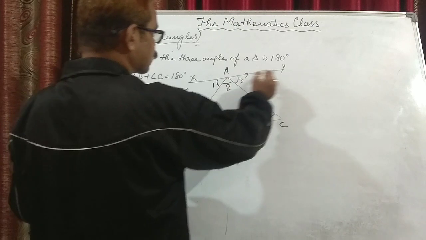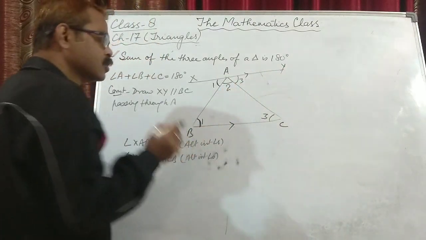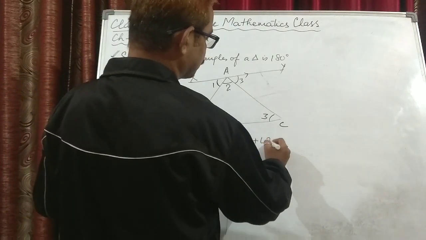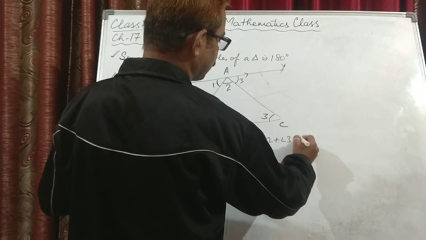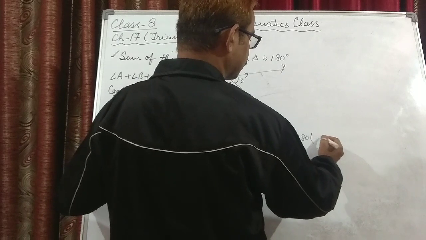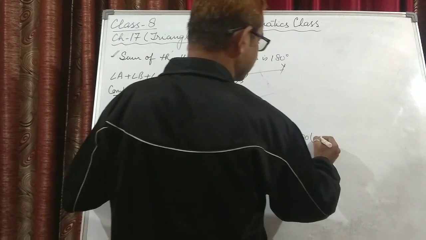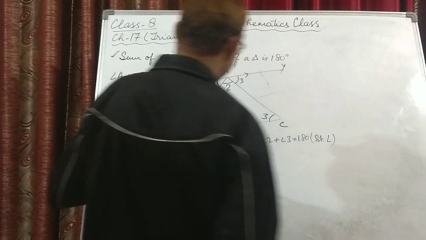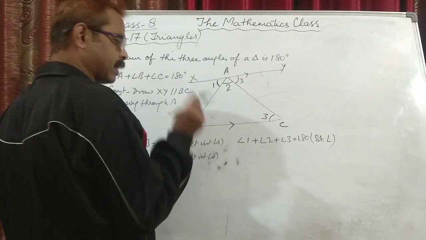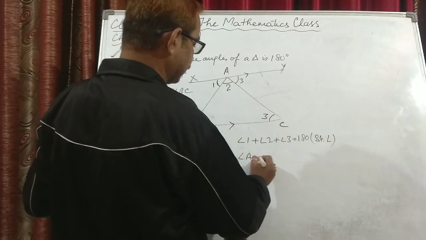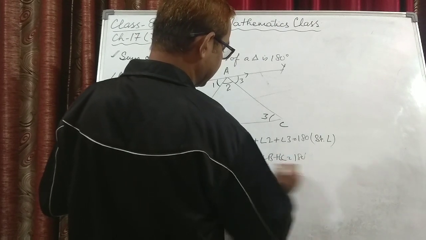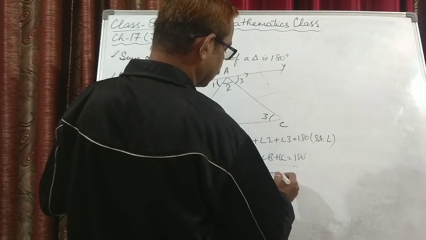Now since XY is a straight line, the sum of all the angles, means angle 1 plus angle 2 plus angle 3, will be 180, because these angles form a straight line, so we can say it is a straight angle. And same 1 plus 2 plus 3, these angles are in the triangle, so we can say angle A plus angle B plus angle C is equal to 180 degree. That is your proof. Proved.